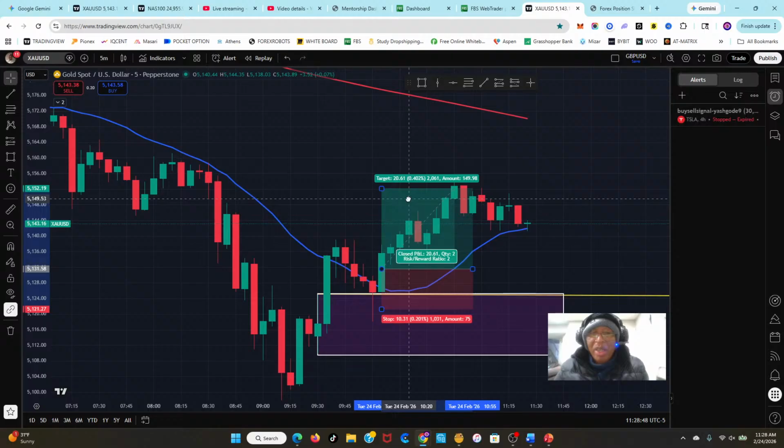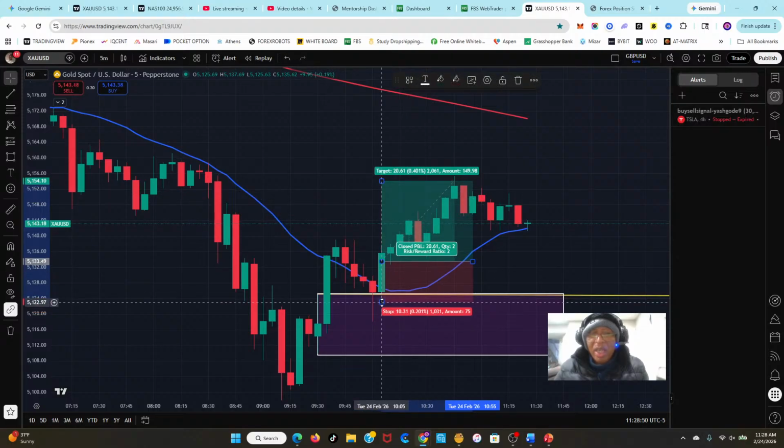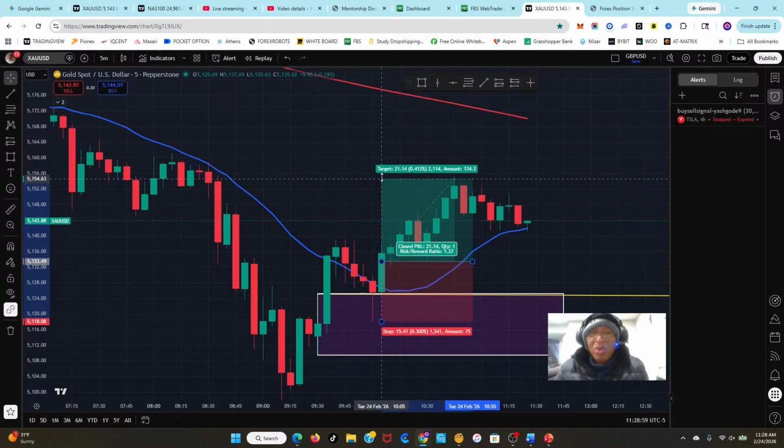Or if you jumped in before this candle closes, target the previous low as your stop loss right there, plus 1 point, and then boom, you can see at 1 to 2 you're already in profitability, literally.